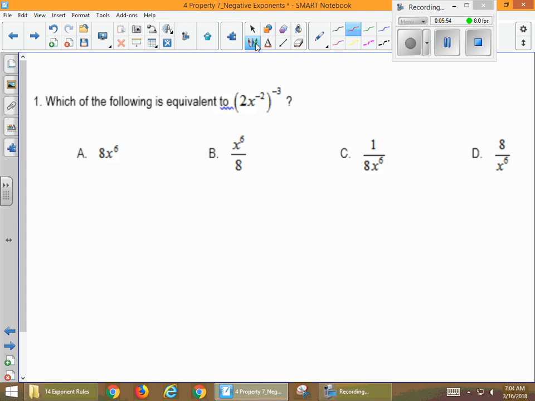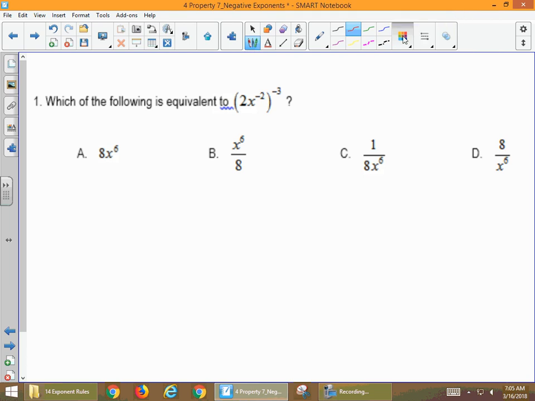All right, some equivalency problems. So which one is equivalent? Again, we've been really focusing with these problems because they are like what you're going to see on the OST. We've been really focusing on how many solutions you're looking for. On this example, since it says which, we're only looking for one. So go ahead and pause the video, see if you can distribute that negative 3 and simplify.